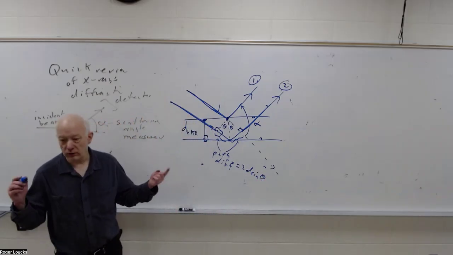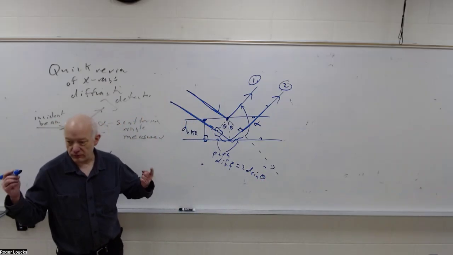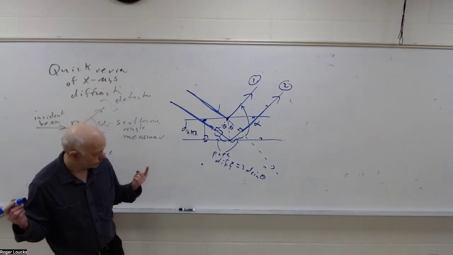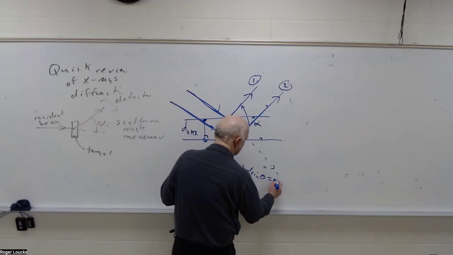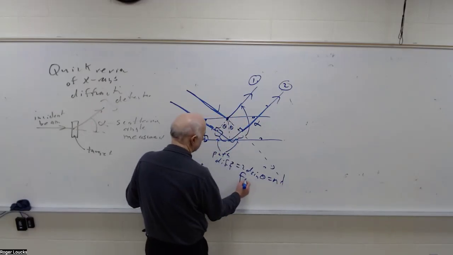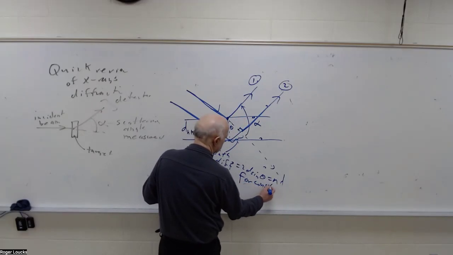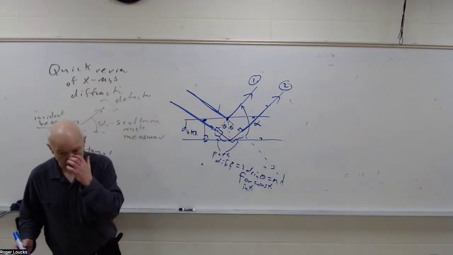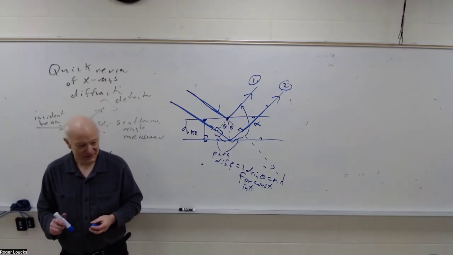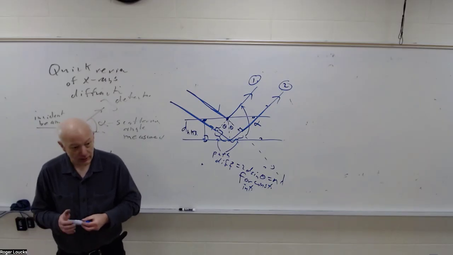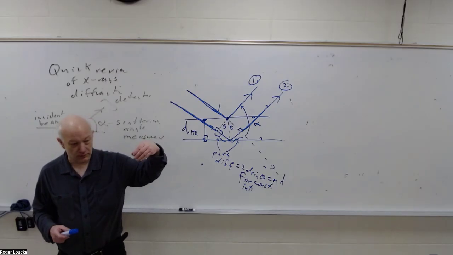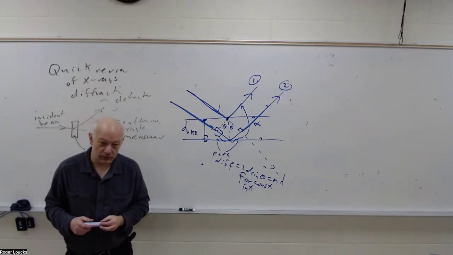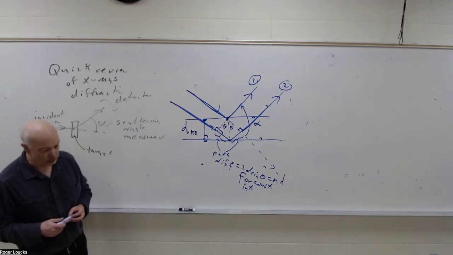And if we want 1 and 2 to interfere constructively, we want that path difference to be integers of the wavelength. Yes, we want this to be n lambda for constructive interference. Why don't we worry about destructive interference? You wouldn't measure anything. If we put the detector here, we didn't measure anything. That doesn't really help us any. You want to measure something there.